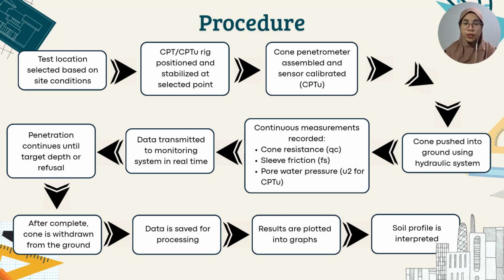After that, the cone is pushed vertically into the ground using a hydraulic system at a constant rate. During penetration, continuous measurements of cone resistance, QC, and slip friction, FS, are recorded. For CPTU, pore water pressure, U2, is also measured. All data is then transmitted to the monitoring system in real time. The cone is pushed until the required depth is reached or refusal occurs in hard soil layers. After completion, the cone is withdrawn from the ground and the data is saved for processing. Finally, the results are plotted into graphs for soil interpretation and analysis.